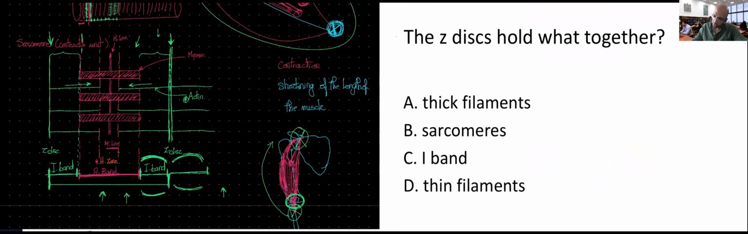For our first in-class activity for today, the Z discs hold what together? You remember what is held together by the Z discs? Are they holding the thick filaments, sarcomeres, the I band, thin filaments? Z discs are attaching what together?